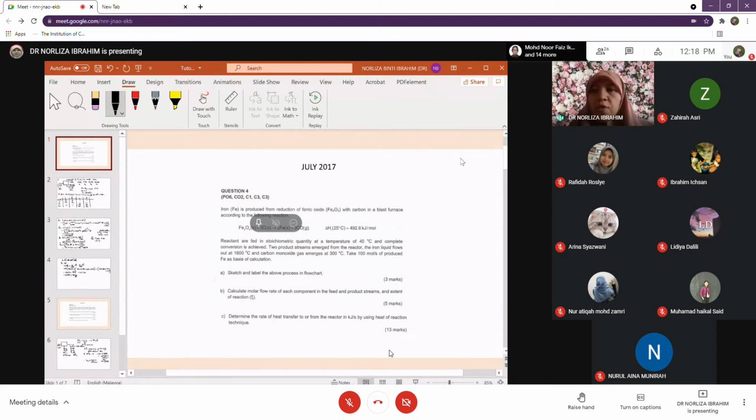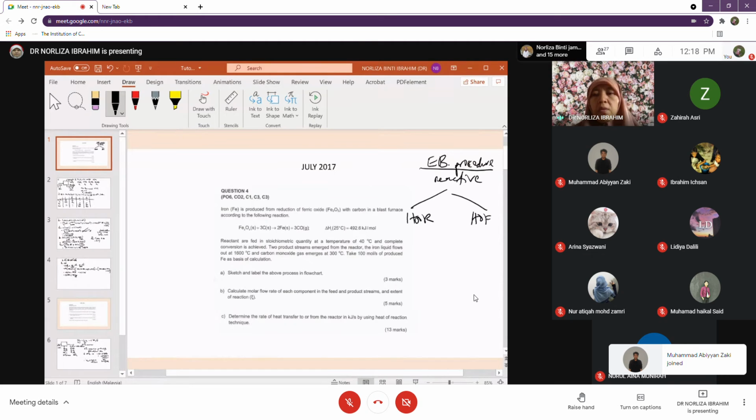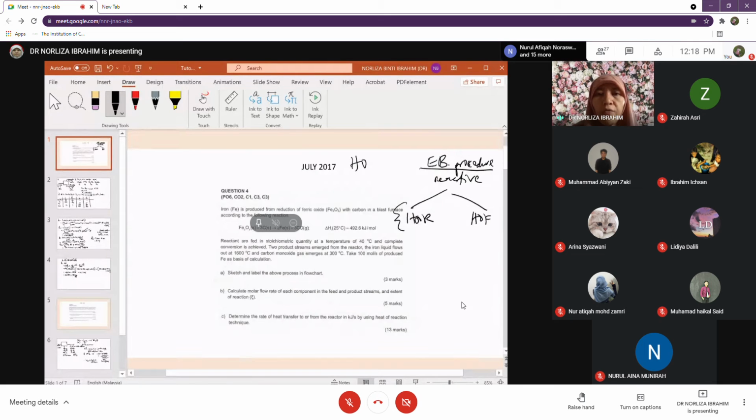If you refer to the video I posted, for the energy balance procedure for reactive systems you have two methods: the heat of reaction method and the heat of formation method. Don't confuse these two methods with the heat of formation and heat of combustion used to calculate the heat of reaction.